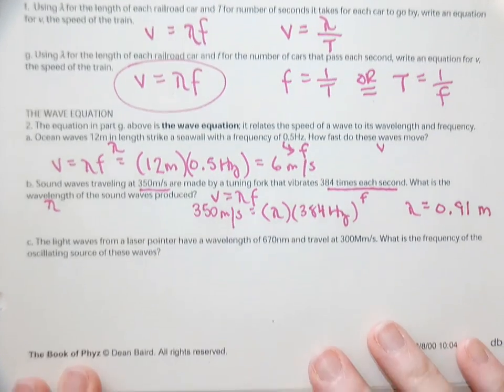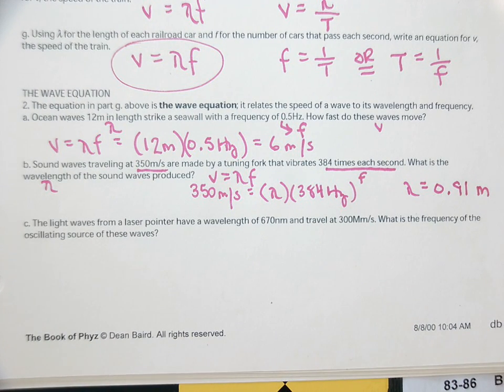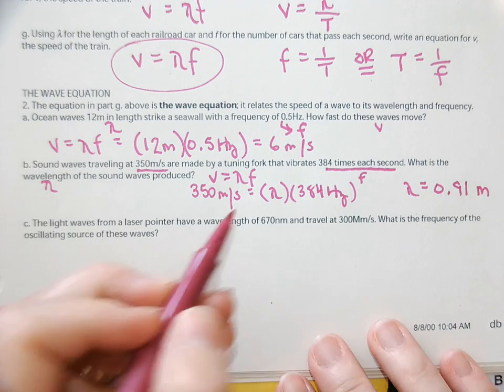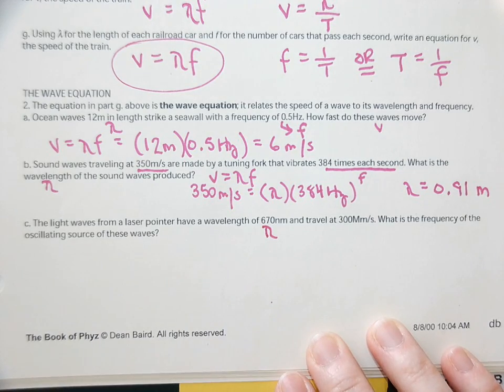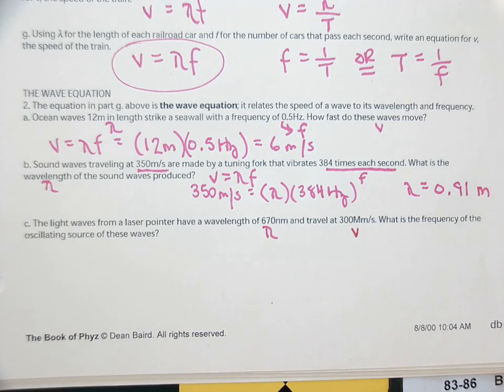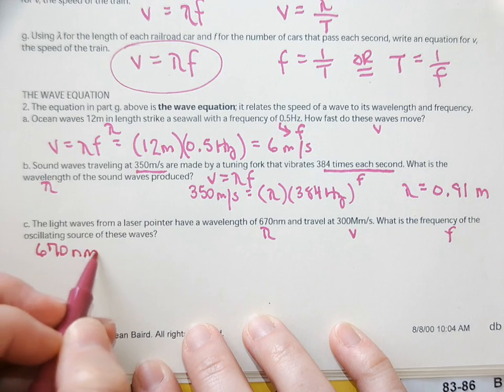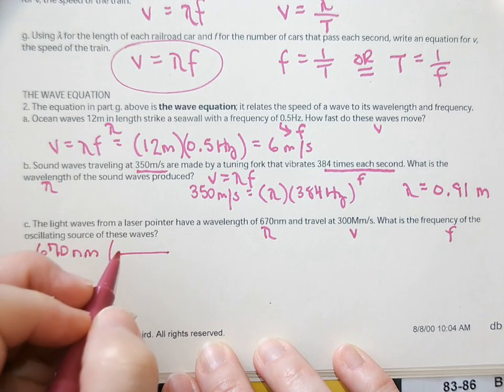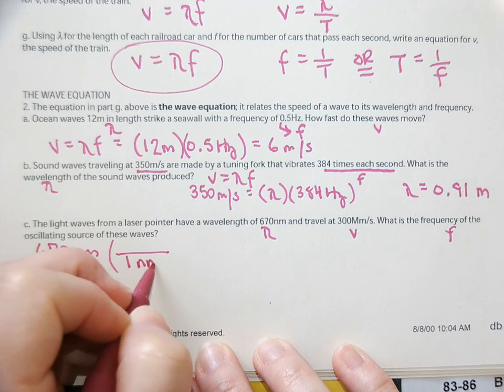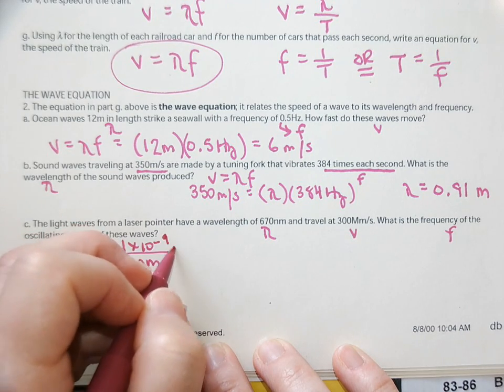All right, last one. This one's using light waves. The light waves from this laser pointer have a wavelength of 670 nanometers, and they're traveling at 300 megameters per second. What is the frequency of the oscillating source of these waves? So we're looking for frequency. Now, the only reason this problem is extra challenging is because you have a few conversions to do. Nano is times 10 to the minus 9th. So if you set up a little conversion factor here, 1 nanometer is 1 times 10 to the minus 9th meters.